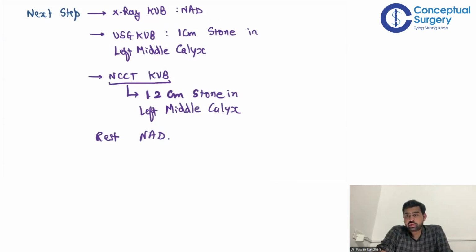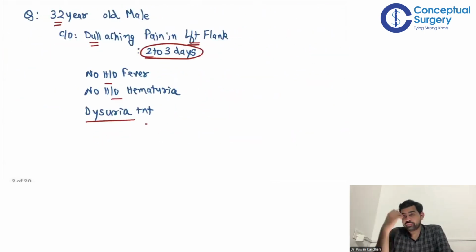Good to have you back, Vikesh. So coming back, you have a patient like this. Now, what is going to be the next step? If there is a 32-year-old male patient with pain in the left flank since 2 to 3 years, no fever, no hematuria, dysuria present, what are you going to do? Vikesh, can you tell me what will be the next step in the management of this patient?